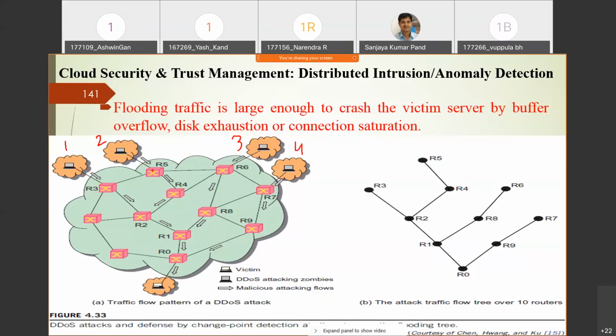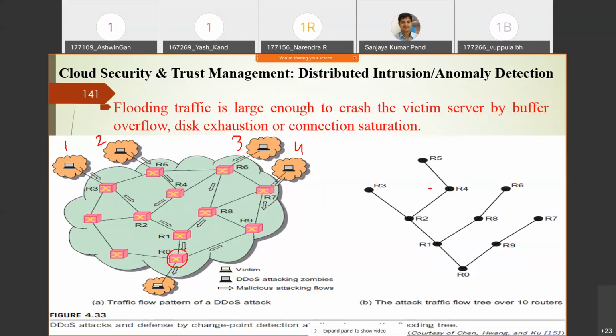It is sending through R5, R4, R2. Again, it is following the same path, R1, R0, because R0 is the only router that is connected to that victim node, right? So everything should come to R0 in order to propagate that into this computer system, this victim node. Similarly, their paths are written here.